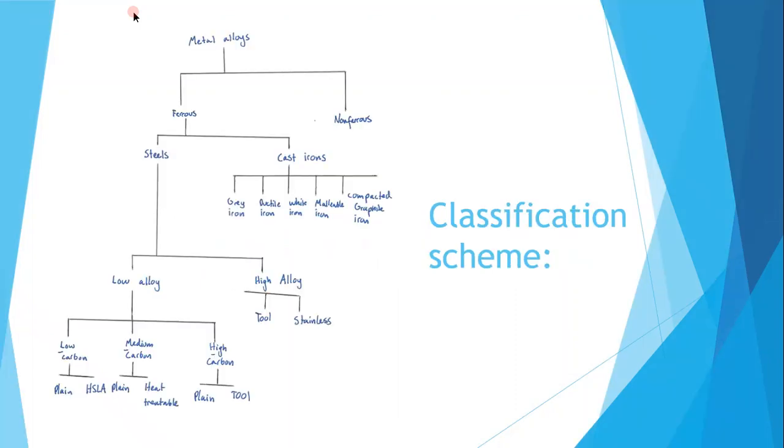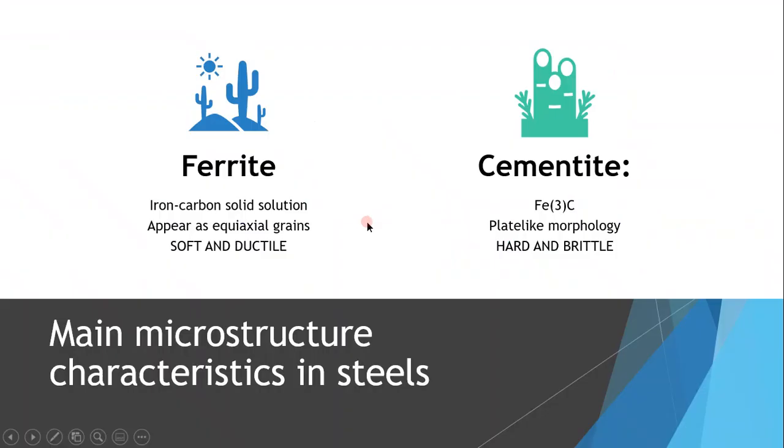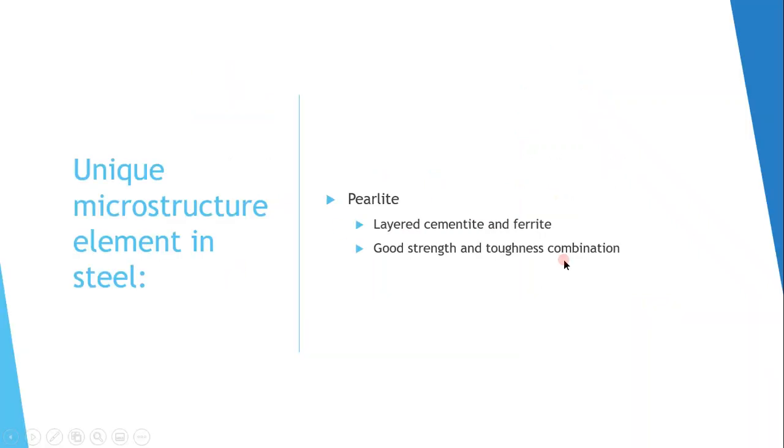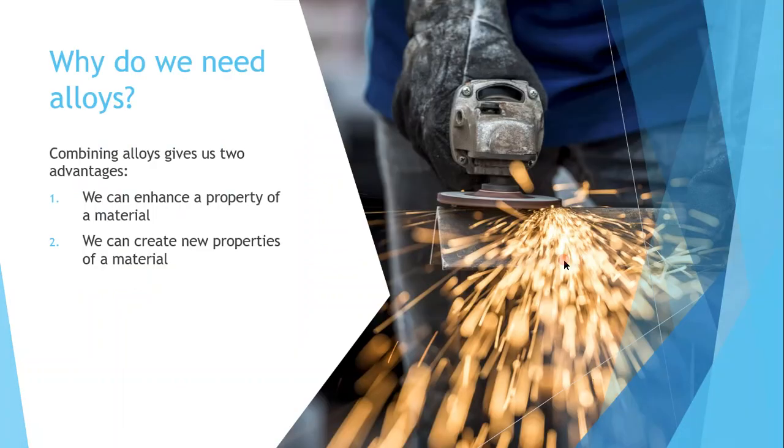This is the entire classification scheme of metal alloys. So this is the pathway. Yeah, it is rushed, it is definitely rushed, but the information is there. Alright, so the main microstructure characteristics in steels, this is the first thing I'm going to mention because it's important, are ferrite and cementite. Now ferrite is soft and ductile and cementite is hard and brittle, and a combination of these two is called pearlite.